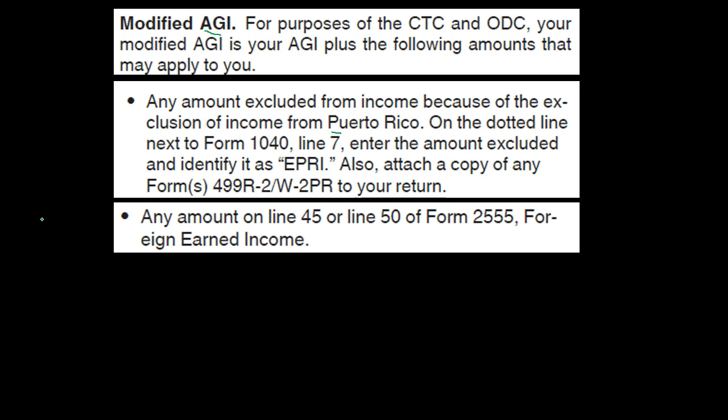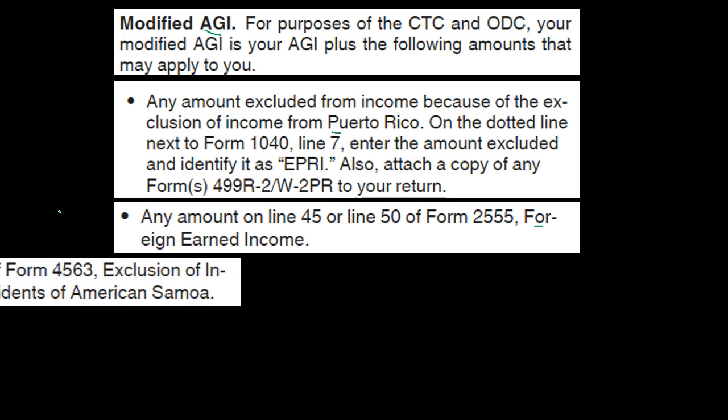Next item we're going to add back to the AGI for the calculation of our modified AGI related to the child tax credit: any amount on line 45 or line 50 of Form 2555 for foreign earned income. So if we have some foreign earned income, that could be a factor we have to include in the calculation of our modified adjusted gross income for the child tax credit.